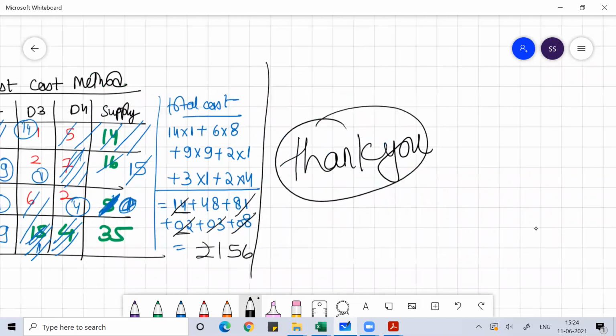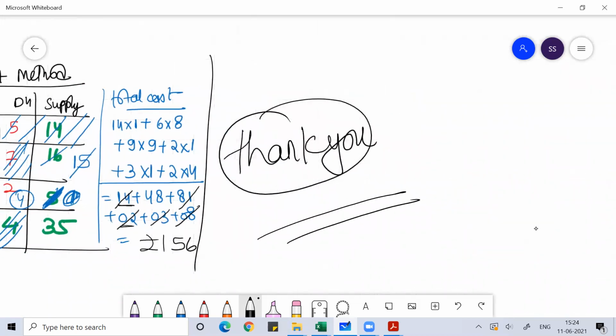So this much for today's class. We already finished the northwest corner method. In this class, we finished the least cost method, or matrix minima method, to determine the initial basic feasible solution. Anyone, any doubt, any question? Can we wind up the class?